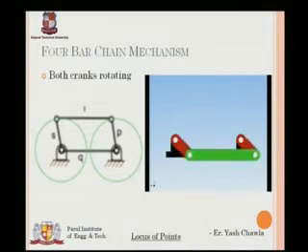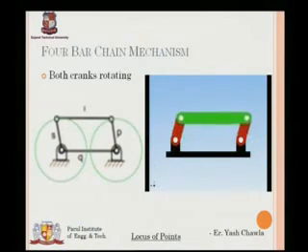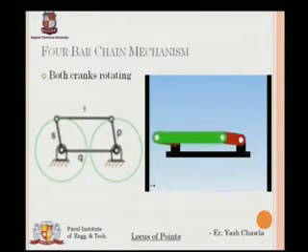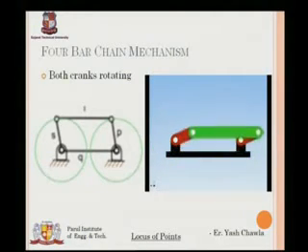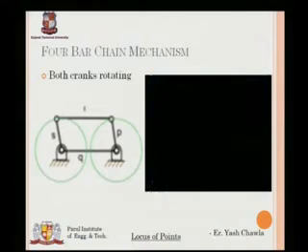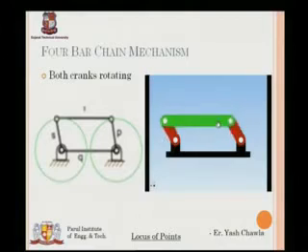4-bar chain mechanism. The first is both cranks are rotating. On the left hand side, you see the figure in which the green denotes the path of the rotation of the crank wheel, and the Q is one of the cranks. This is the static link. Then again this is the movable link, and this is L. So let's play the video again.